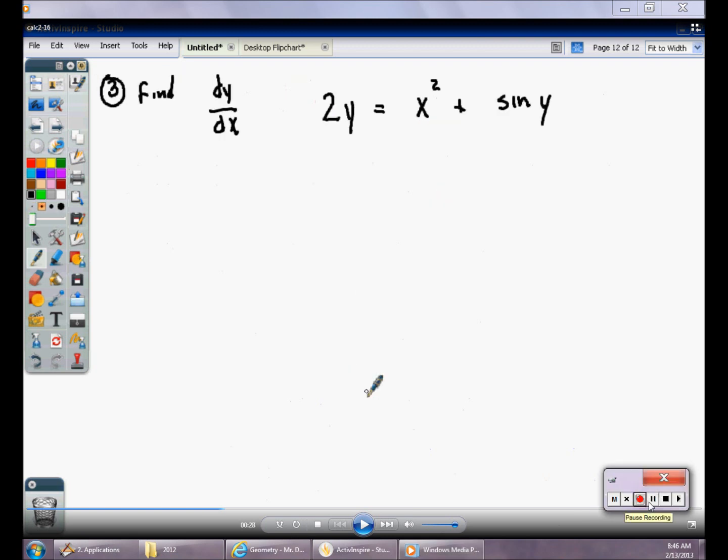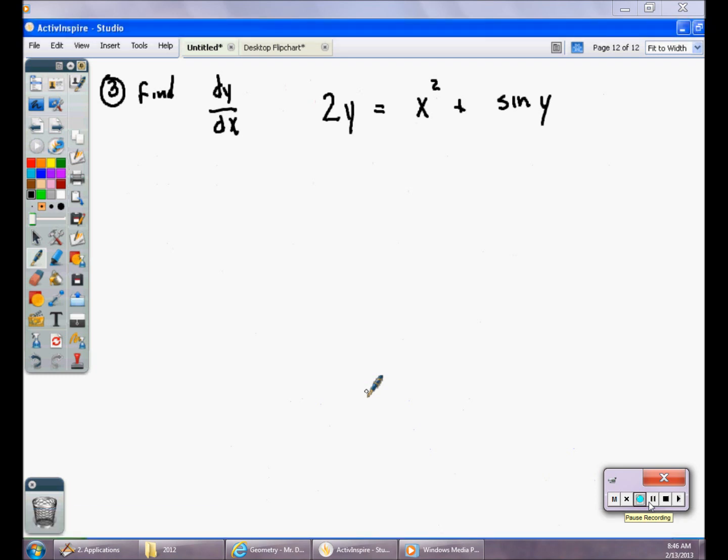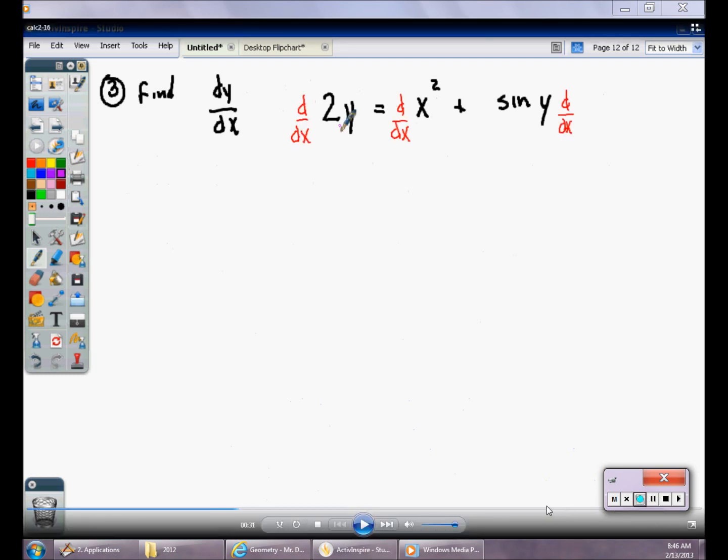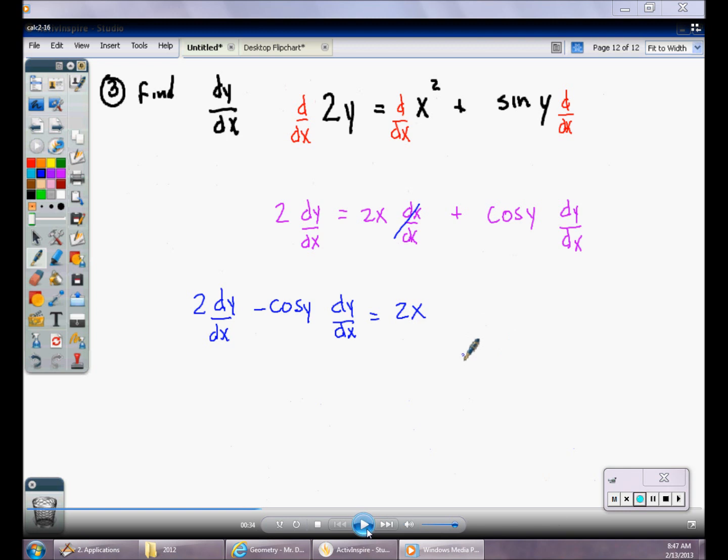Problem 3. Find the derivative dy dx of the following expression. I'm going to take the derivative with respect to x of each of these three items. With the proper notation, the derivative of 2y is 2 dy dx. The derivative of x squared, 2x dx dx. And if you recall, the derivative of sine is cosine, and the variable is y, dy dx. Dx over dx is 1, that cancels out.